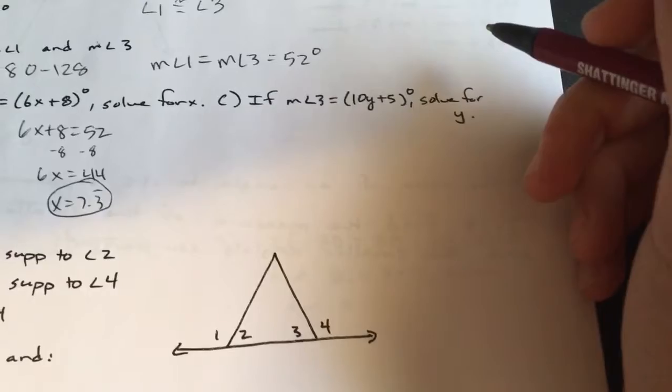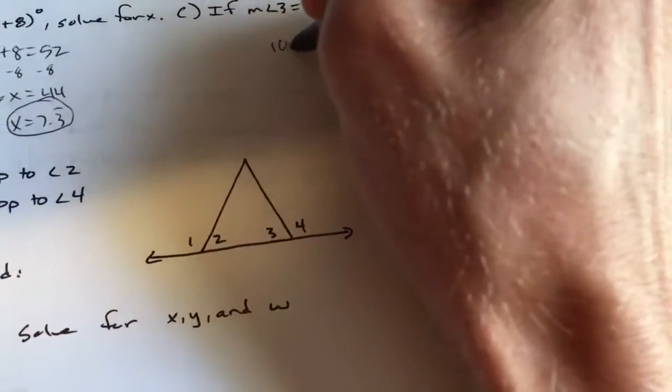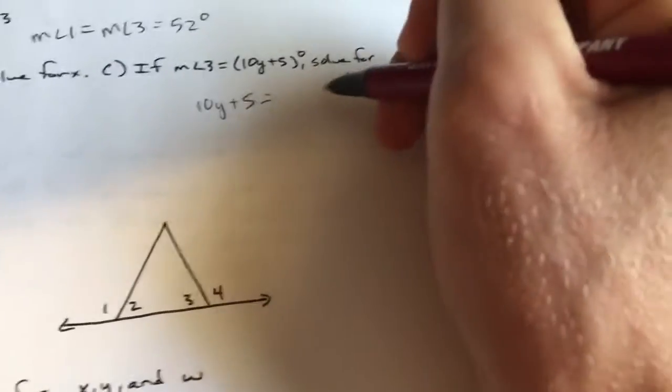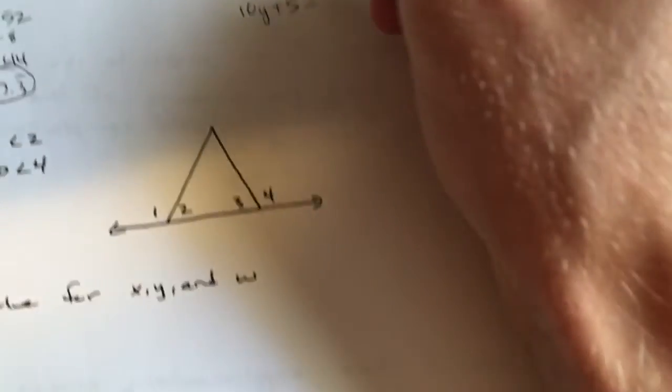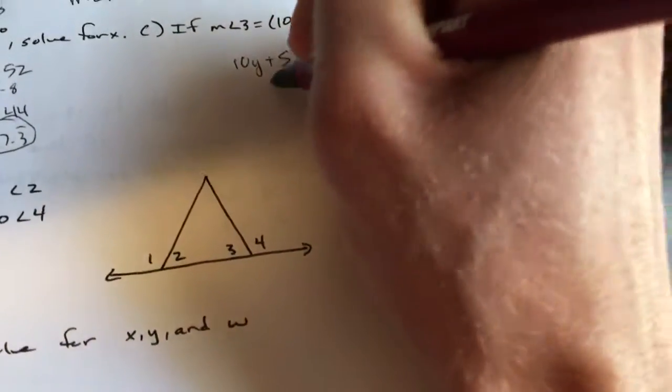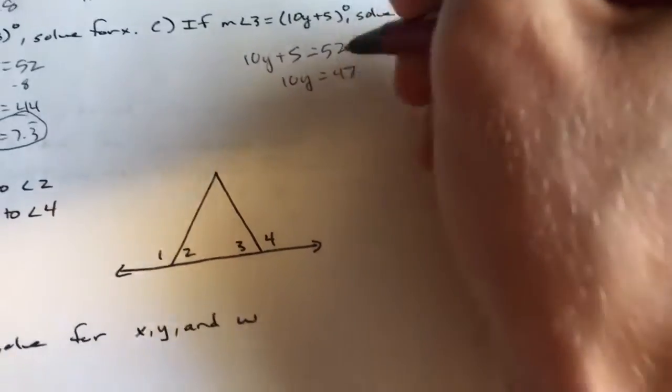And if the measure of angle 3 is 10y plus 5, well, it's also 52 degrees because it's equal to angle 1. So set it equal to 52. 10y is equal to 47.